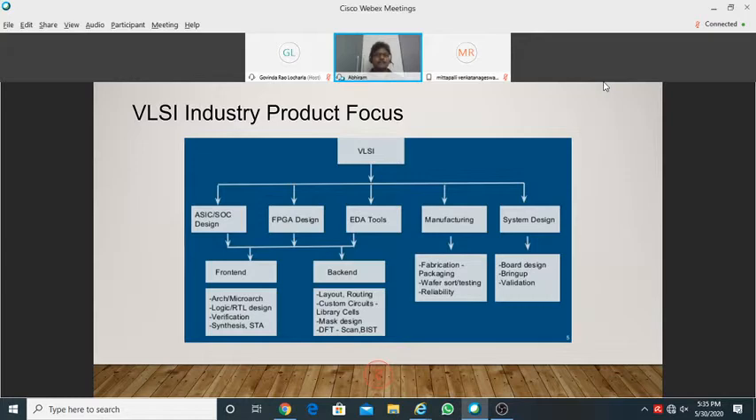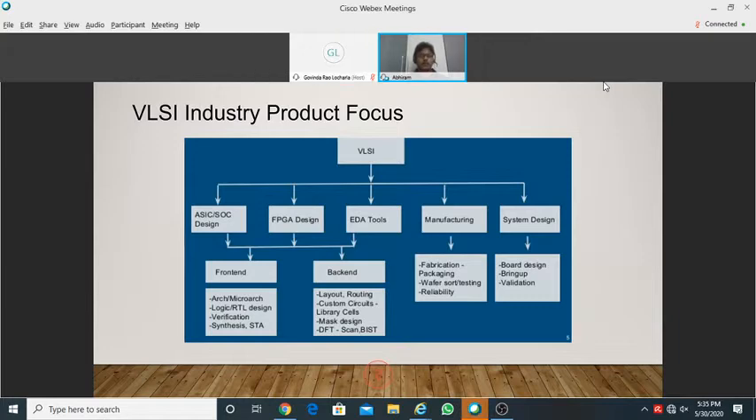As I said, the current VLSI industry product focus can be classified basically into 5 areas. If you see any company or most research organizations, we can classify them into these 5 areas. The first area is ASIC and SOC design. The products we use day to day are all basically some kind of ASIC or system on chip. That is the main category, and that's where the volume of the market is currently focused.